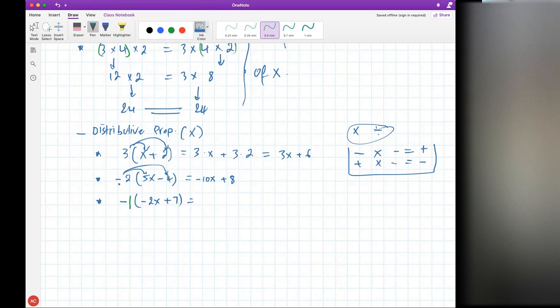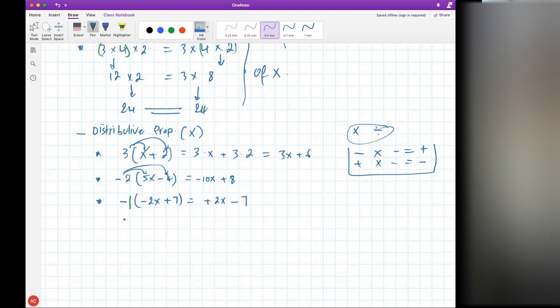And then you do pretty much the same thing as the previous example. So -1 times -2x would be a plus. So negative times a negative, as we saw here, is positive. That's right, positive 2x. And then you have -1 times +7. That's right, positive times a negative would be -7.